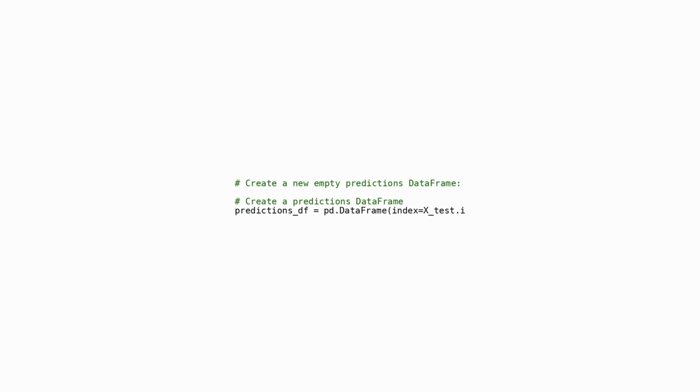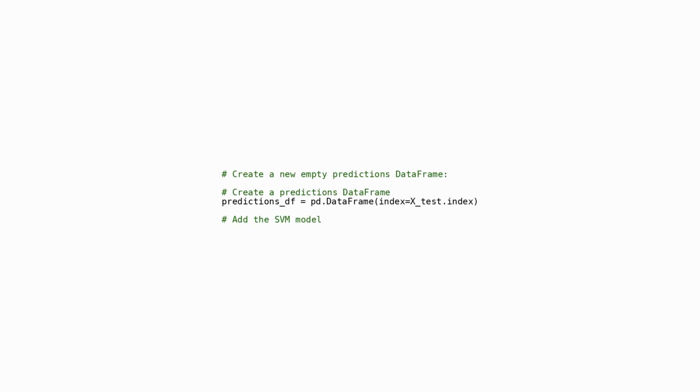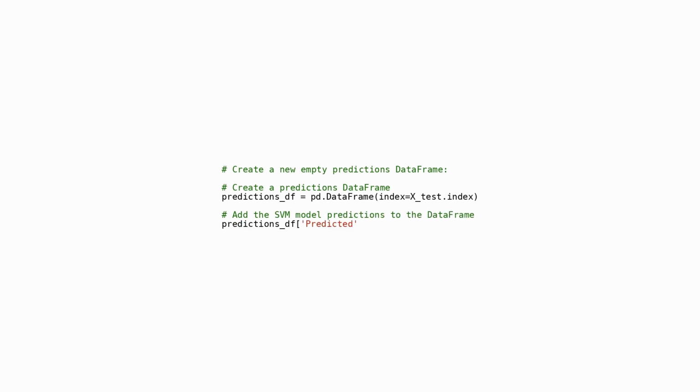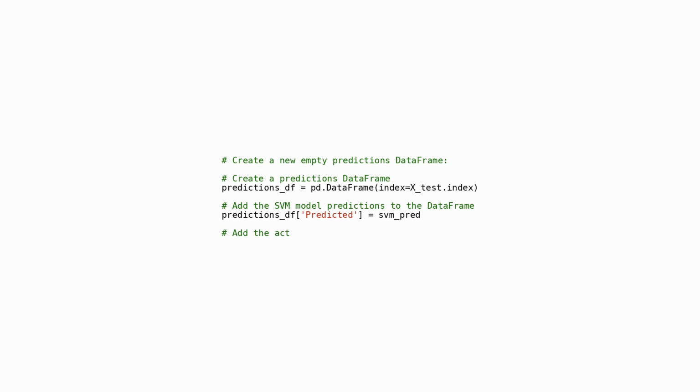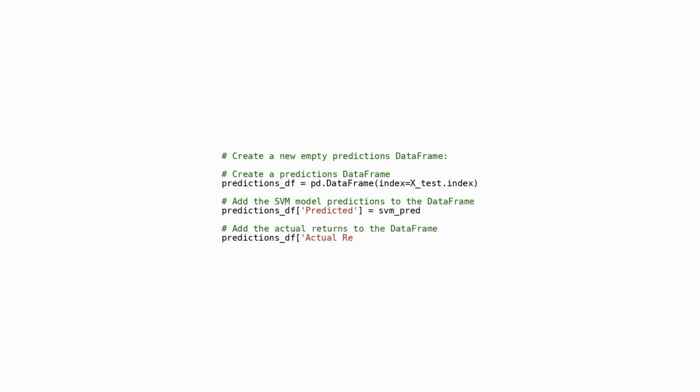The given code snippet is used to create and manipulate a pandas data frame named predictions_df. This data frame is initiated as empty with the index based on another data frame, X_test. Then, the code adds several columns to the predictions_df. The first column is predicted, which contains predictions from a variable SVM_pred. It's implied that these predictions might be the result of a support vector machine model.